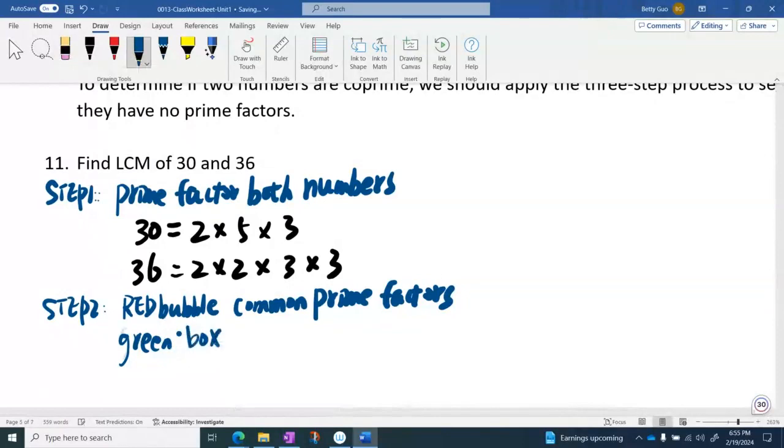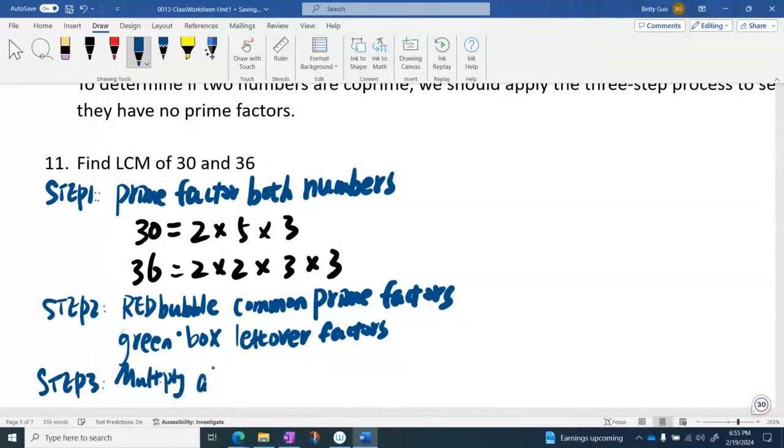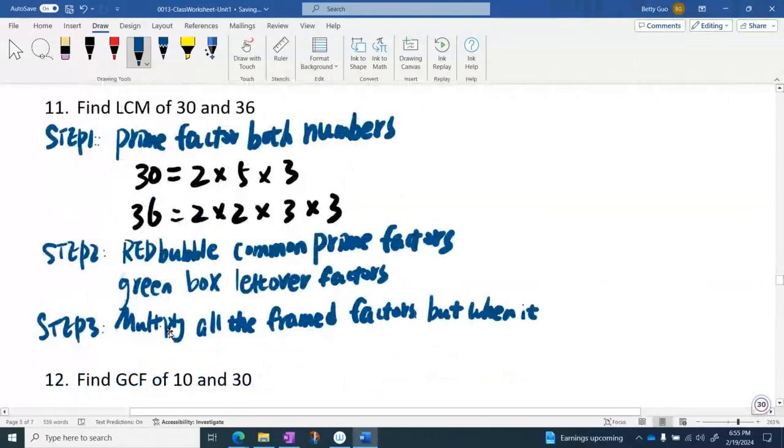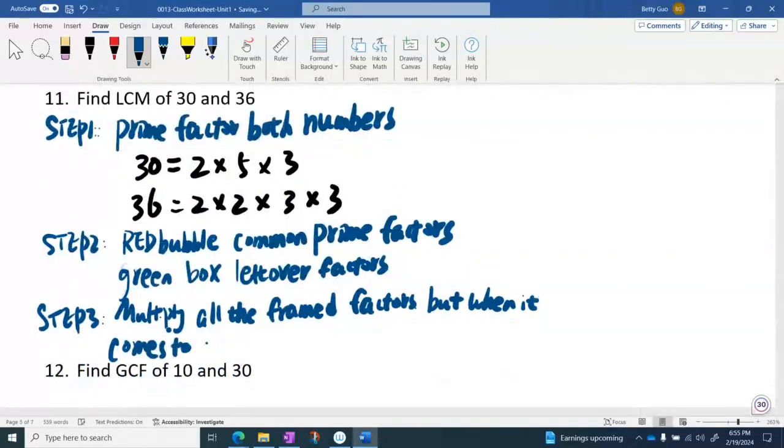Green box the leftover factors. And step three is to multiply all the framed factors, but when it comes to a common factor, write it once only.